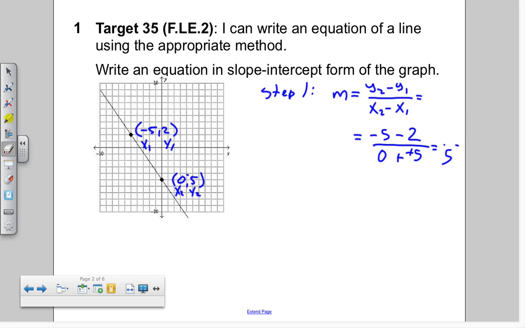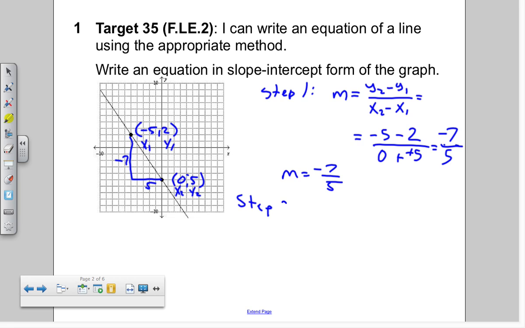whoops, a little mistake there in the numerator. -5 minus 2 is -7. We can see that in the graph as well. You go down 7 and over 5 for a rise over run. So that's my slope. M is -7 over 5.